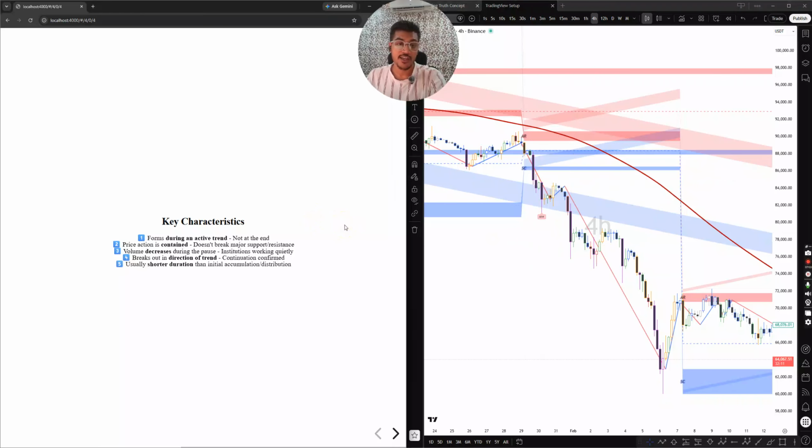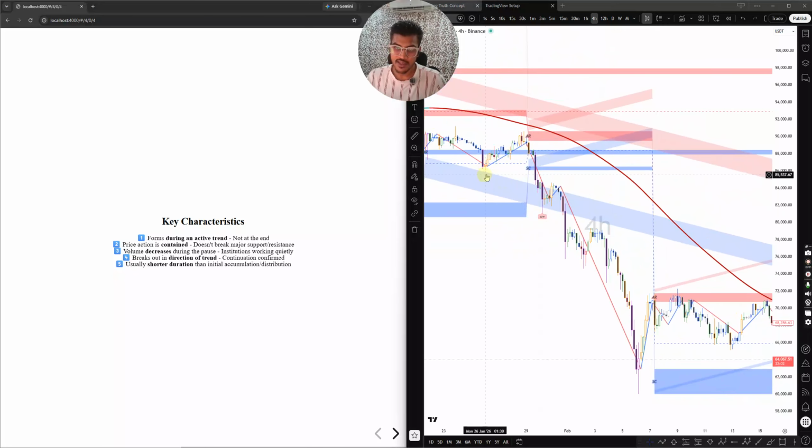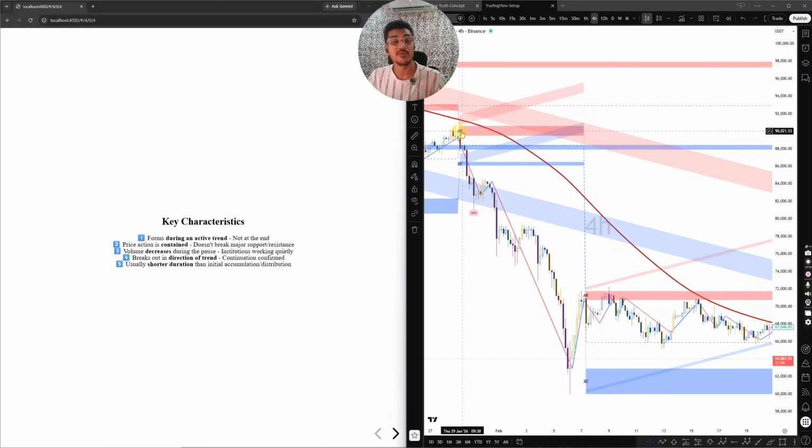Okay. Usually shorter duration than initial accumulation or distribution. So you can see it's very short. It's like as soon as it forms, it just keeps going down. All right. So this is not an accumulation. This is actually a redistribution continuation pattern. All right. Or structure, I would like to call it.